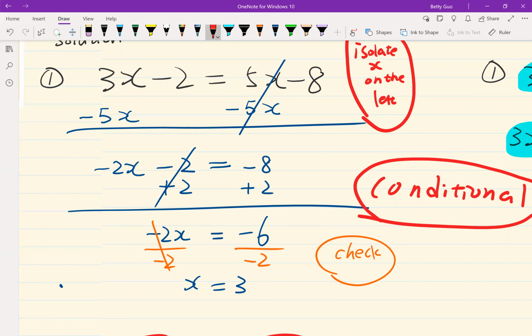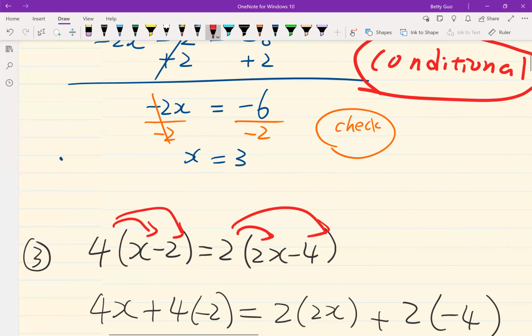So an equation is conditional if the equation has a finite number of solutions. One solution is finite, right? So it is conditional. So for us, all the conditional linear equations in one variable always have one solution only. So once again, conditional, okay?